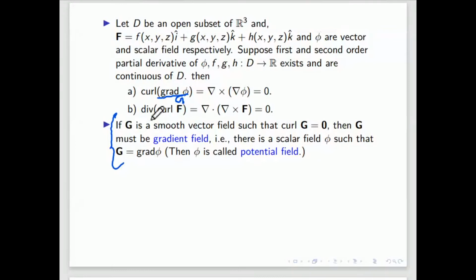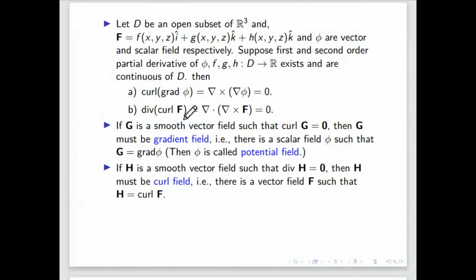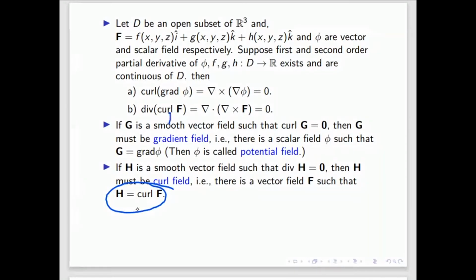Similarly, in the second one, if curl f is equal to h, then divergence of h will be 0. So if the divergence of a field is 0, that means there exists a field f such that h equals curl f. Is that clear? So there are two more definitions: one is called potential field, one is called curl field. Any field whose curl is equal to another field is called a curl field. And for any field, if it is written as the gradient of some scalar, then that field is called a potential field.